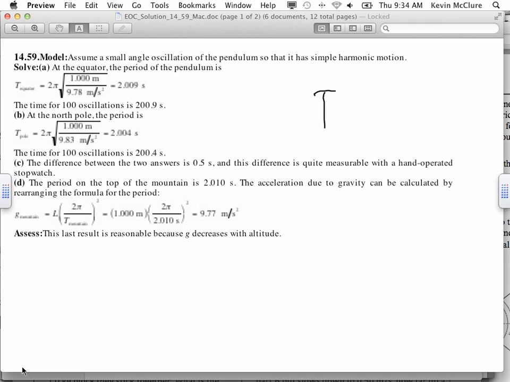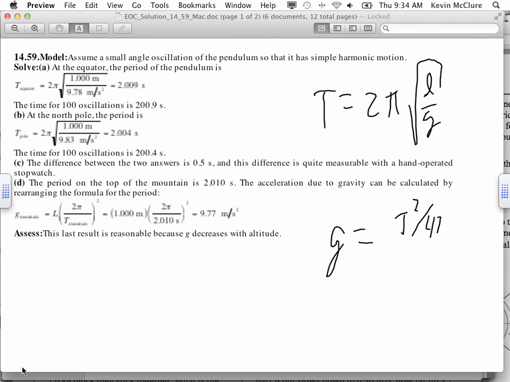Right, it's just T is 2 pi square root of L over g. So once again, g is equal to T squared over 4 pi squared minus 1 times L. Sorry, that's a pretty lame way to write that. You write it in a less confusing way.